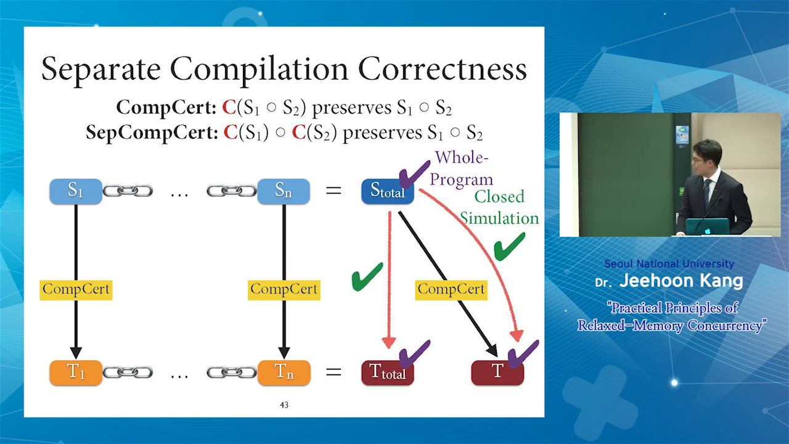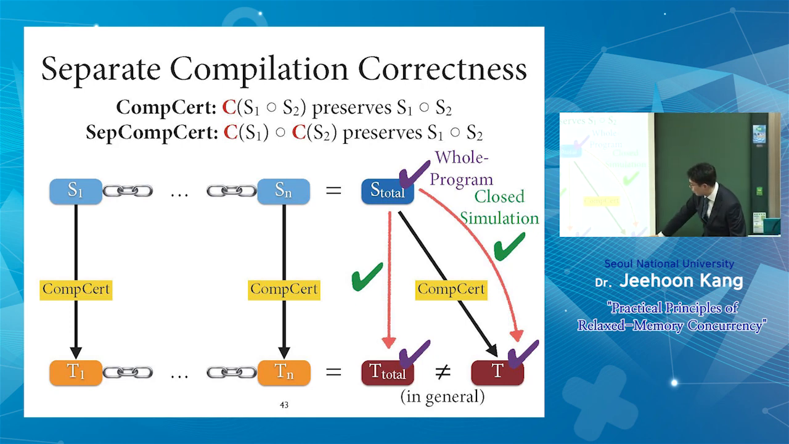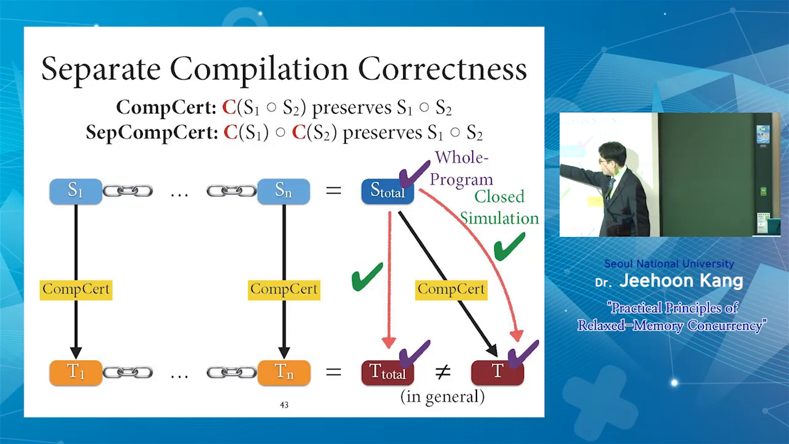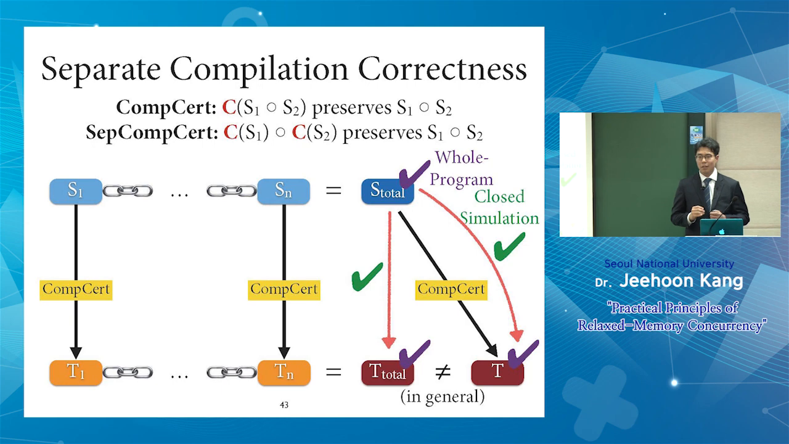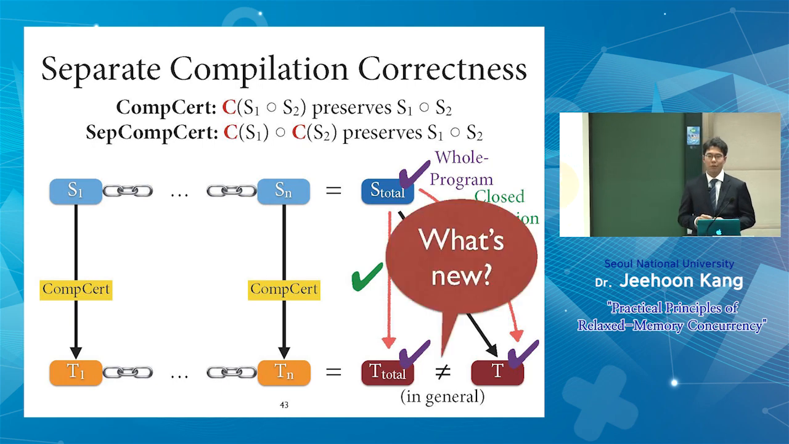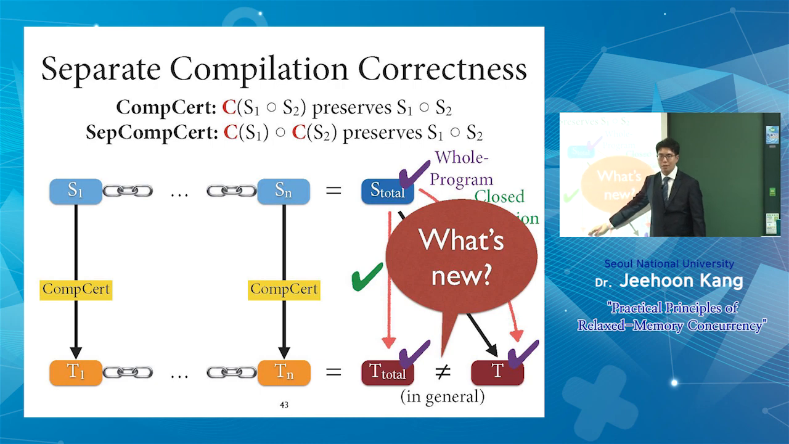Now, you can see that these separate compilation results and whole program compilation results are not the same in general, right? This is separately compiled and then linked together, and this is just compiled once. So they can be different. Then the natural question is, what's more to prove? What's the additional proof for verifying the separate compilation correctness?